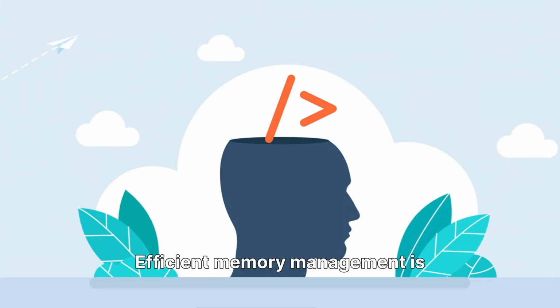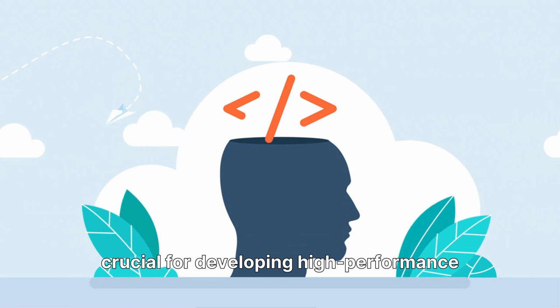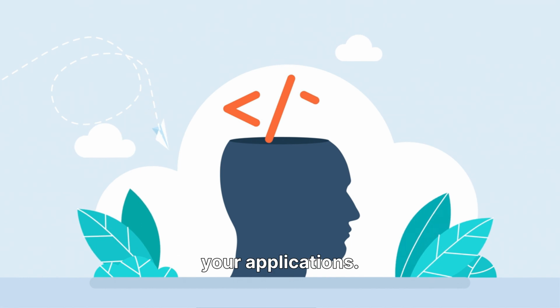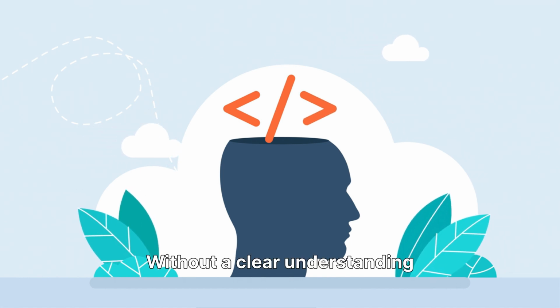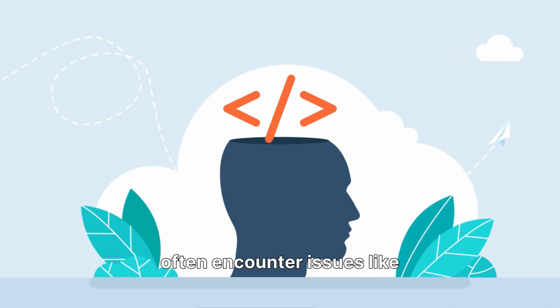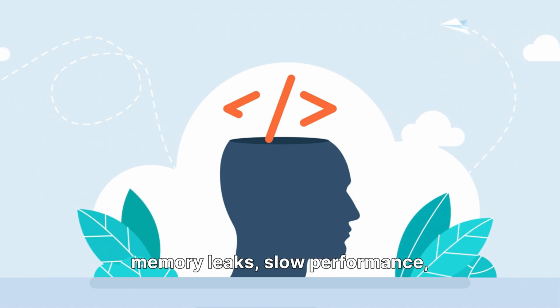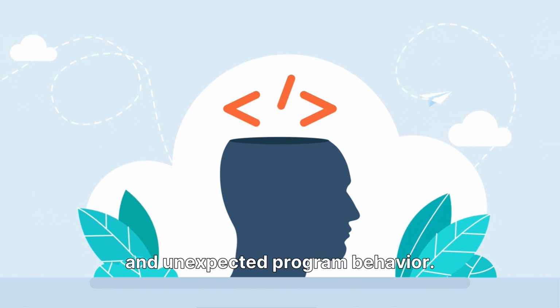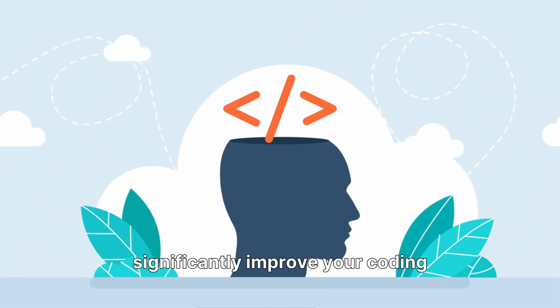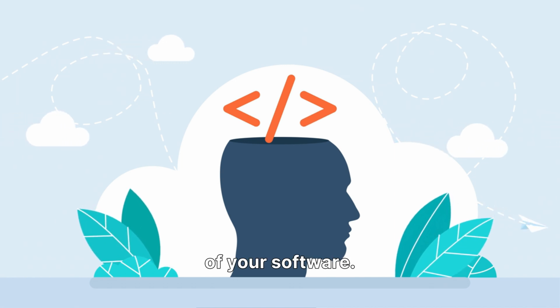Efficient memory management is crucial for developing high-performance software, preventing crashes, and optimizing resource usage in your applications. Without a clear understanding of how memory is allocated and deallocated, developers often encounter issues like memory leaks, slow performance, and unexpected program behavior. Mastering these concepts will significantly improve your coding practices and the quality of your software.